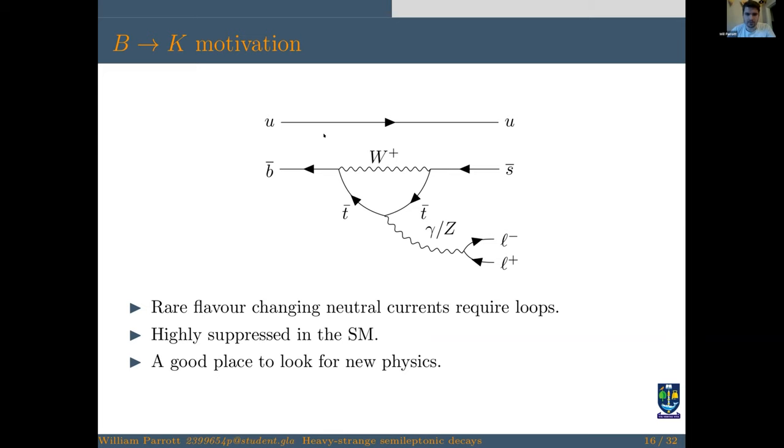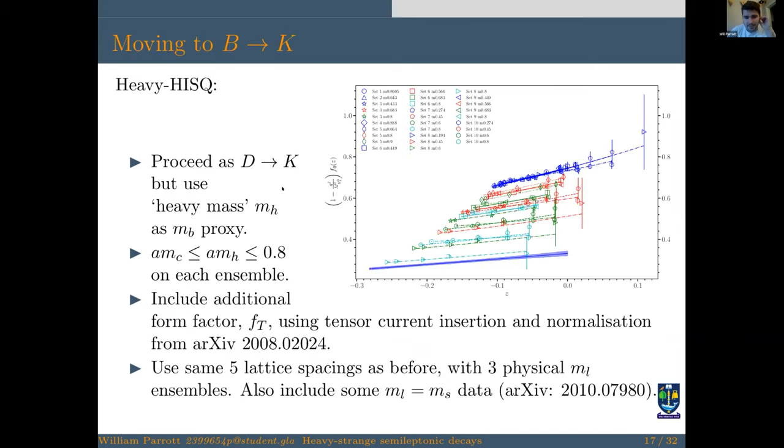So in order to move from D decay to B decay, we're unable to access the B mass directly on our ensembles. We can get very close to it on our finest ones. So what we do is use a proxy for the B mass, which is just a heavy mass, M_H, which takes several values on each ensemble between the charm mass and 0.8. And then we can perform a fit in the heavy mass in order to get to the physical B.